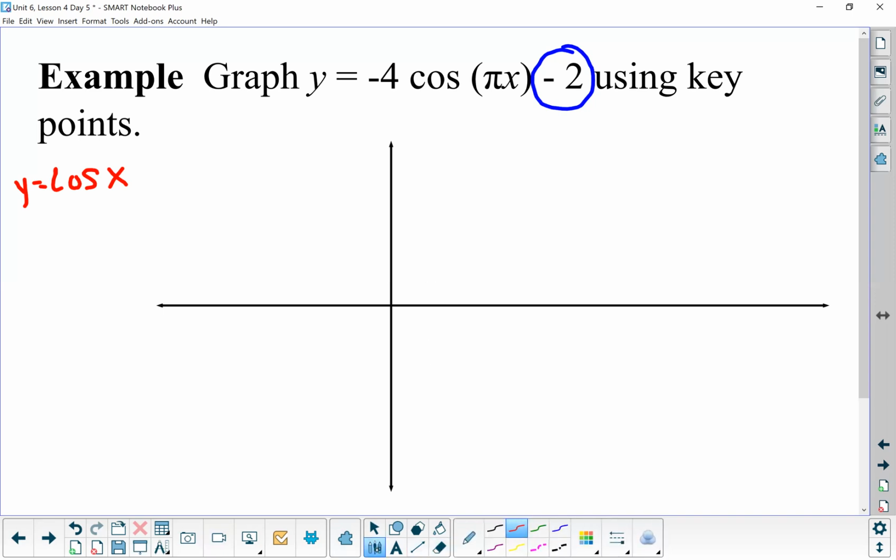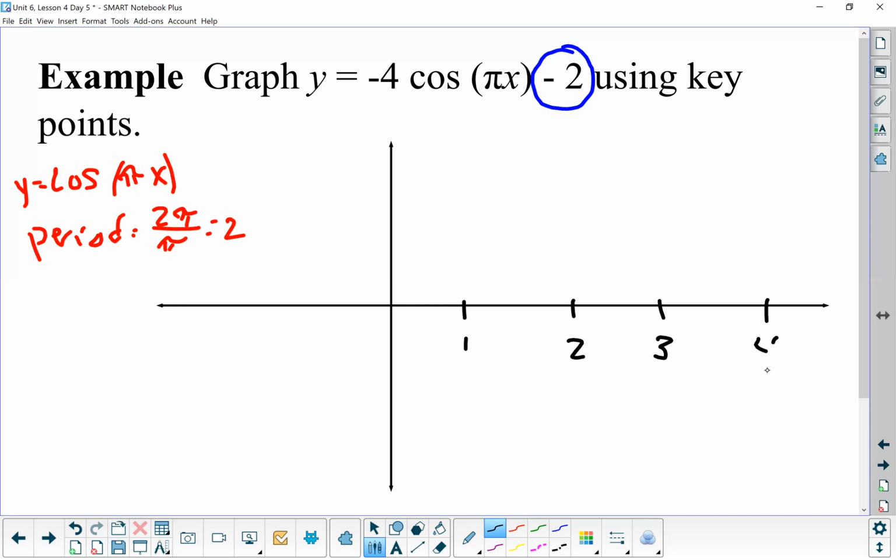And I'm going to label my axis. Actually, I'm going to do cosine of pi x. This would have a period of 2 pi divided by pi, or the period would be 2. We'll actually make it very easy to graph. 1, 2, 3, 4.